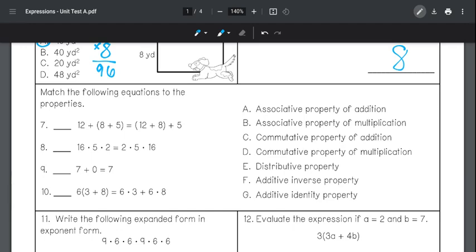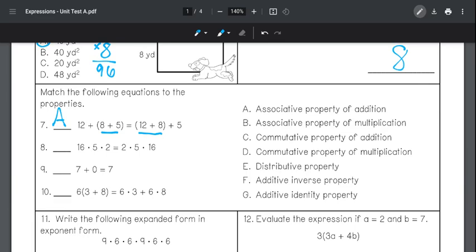All right, matching the following equations to properties. So number 7, this is where I used an example about friends in the cafeteria. These 2 friends made it to the cafeteria on time today, but these 2 friends were the ones that made it on time tomorrow. When you're dealing with associating with different people, then we are working with the associative property. Since there are all addition signs in the middle, the answer is going to be A, the associative property of addition.